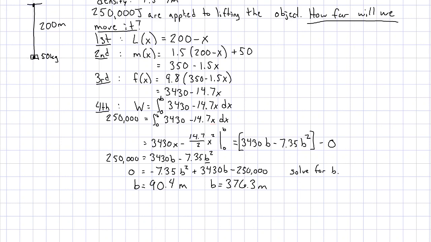We started with a 200-meter rope, and so we have to pick the answer that makes sense. We can lift it 90 meters. We can't lift it that other one, but because of the nature of what quadratics look like, we need to pick the answer that actually makes sense.